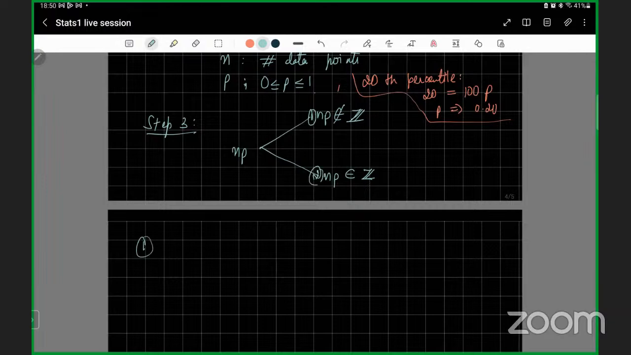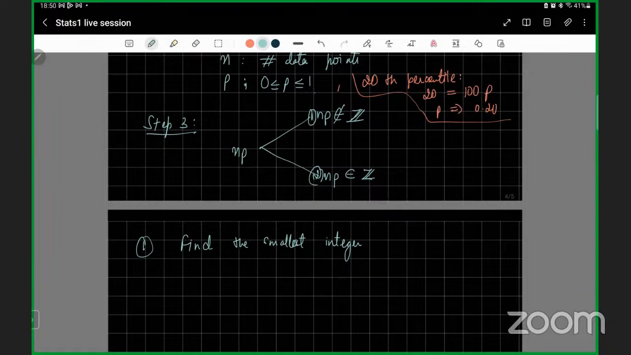So in the first case, when your NP does not belong to Z, we determine or find the smallest integer. Ma'am, here Z means integers. Integer, yeah. So can NP be negative? No. NP cannot be negative, of course. But NP can be 1.6 or 2.5, right? So 2.5 is not an integer.